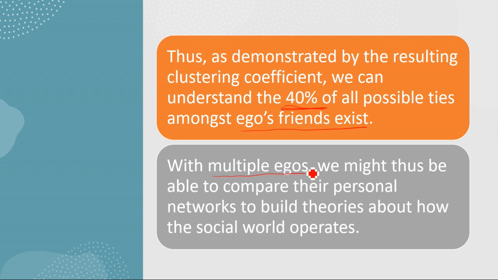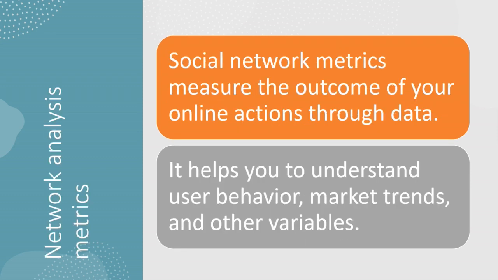So with multiple egos, we might be able to compare their personal networks to build theories about how the social world operates. For every person, there may be 3 to 4 networks, like a friends network, a family network, and a colleagues network. We can find out for that person how dense each is, and then we will be able to do lots of calculations on how a product can be promoted in this network. I hope this video was interesting and useful.